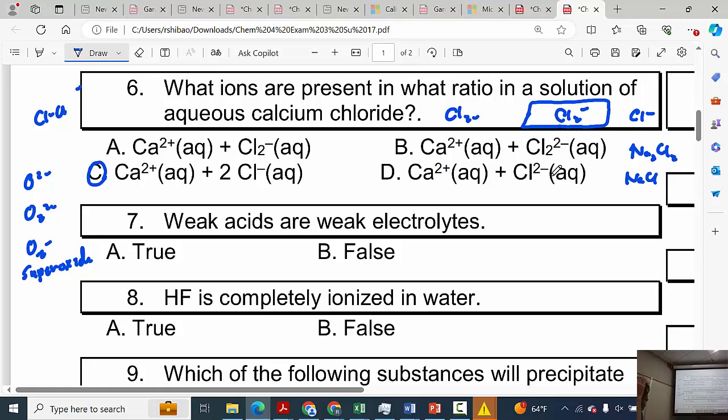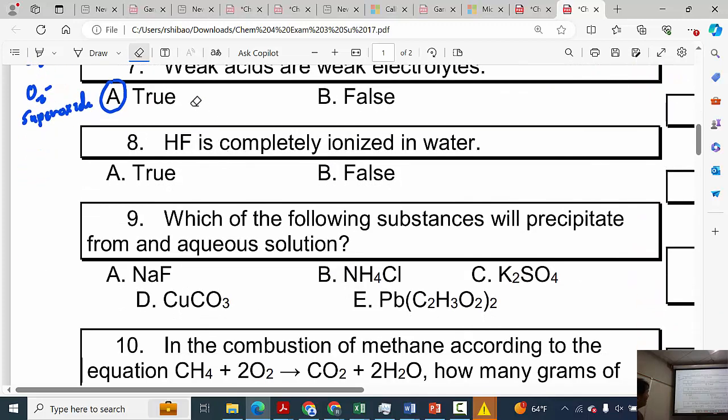Well, let's look at number 7. Weak acids are weak electrolytes. True? HF is completely ionized in water. Number 8. What did you get? True or false? False? Yeah. Why? False is correct. Why? Because it's a weak acid. We have the 7 common strong acids up there. Is HF one of them? No. HF is a weak acid.